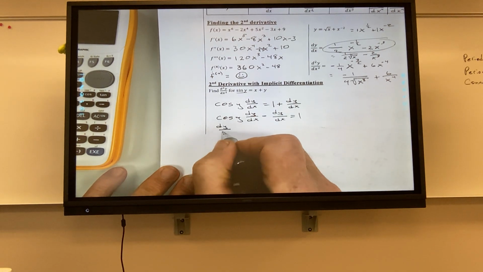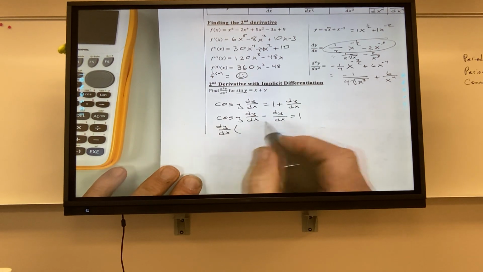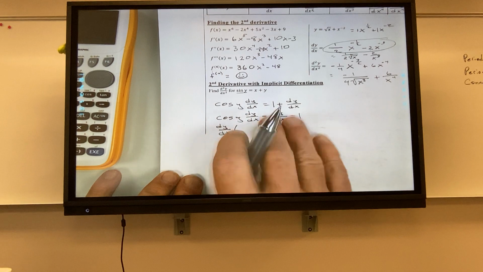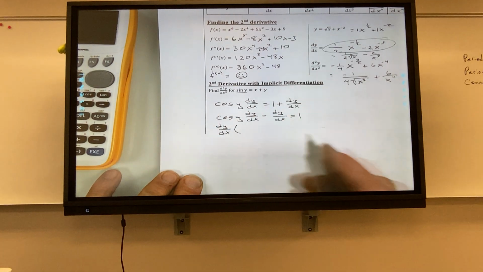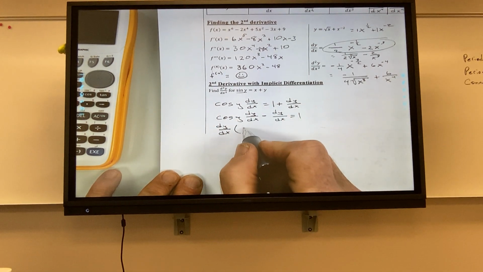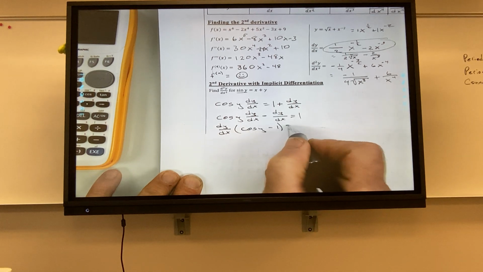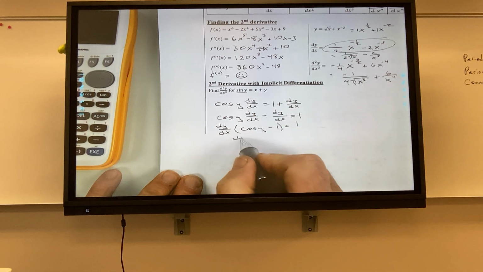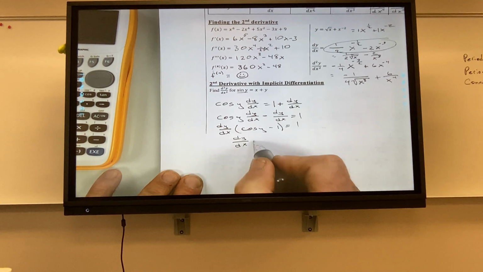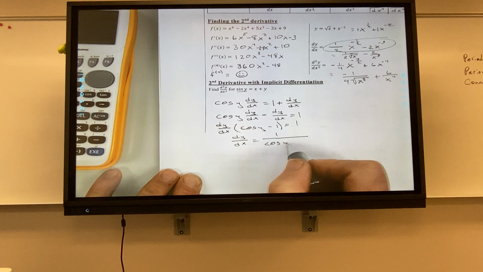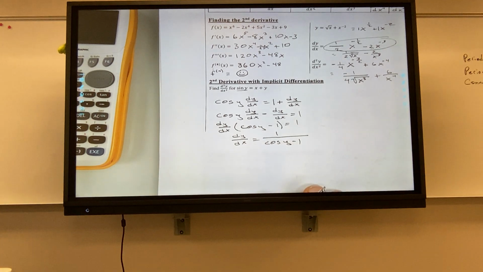Yeah, and the reason I did this one myself is that I knew I wanted everybody to be on the same side. Does that make sense? And so what do I get? Did you tell me what I get in here already? Cosine of y minus 1, right? And so dy dx is equal to 1 over cosine y minus 1. Everybody agree with that? Yep.